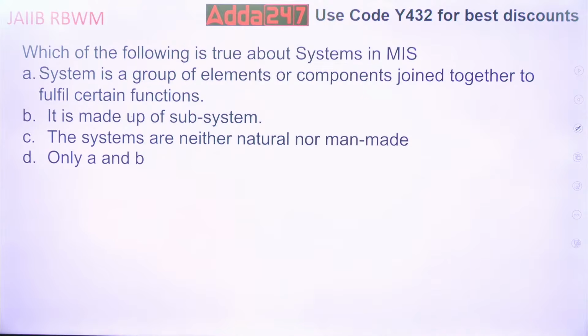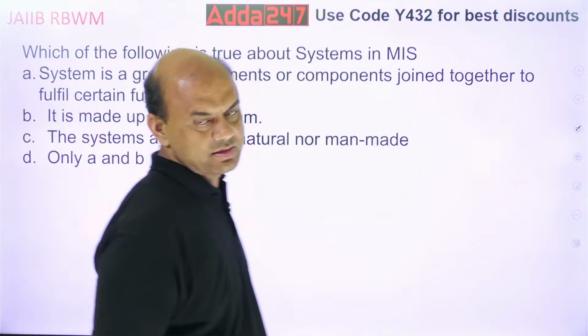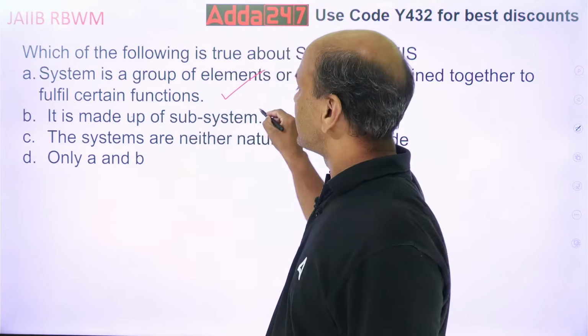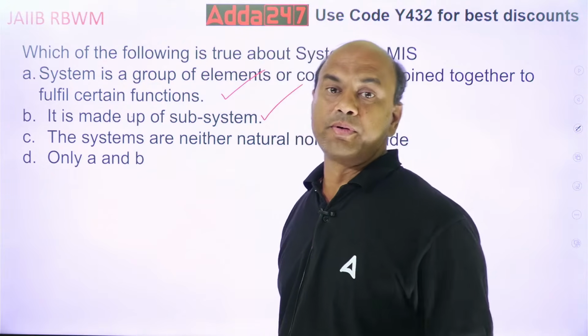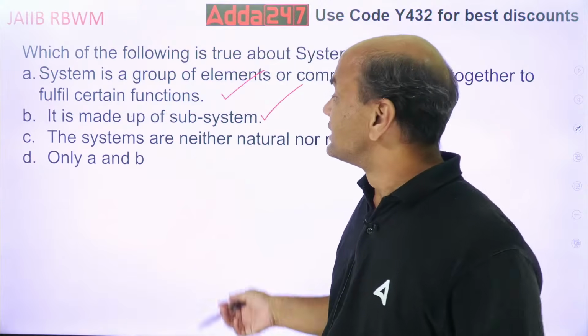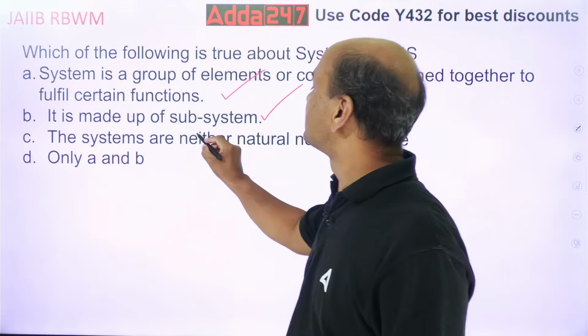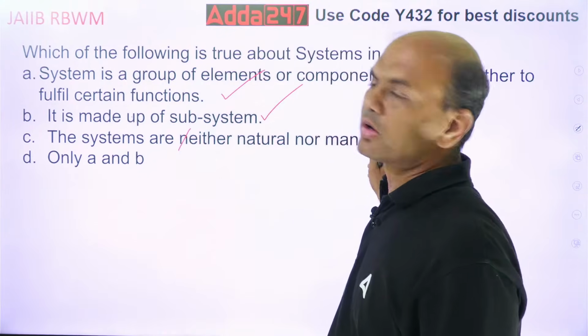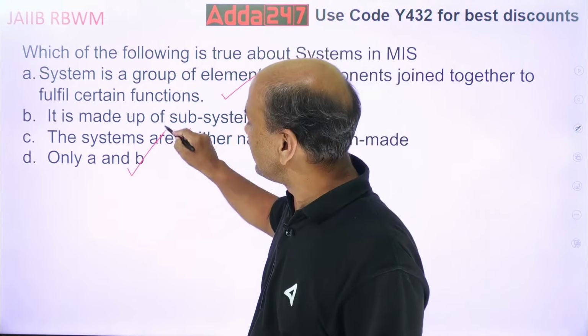So what is the answer? Oh, many of you are answering A. No, A is not the answer. A is correct, but B is also correct, because it is made up of subsystems. C is not correct, because it's not neither, it should be either. The systems are either natural or man-made. So the answer is only A and B.